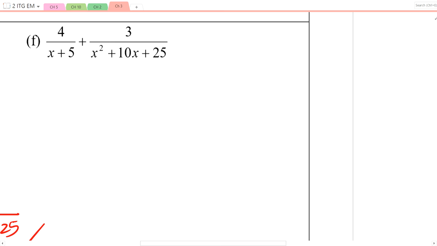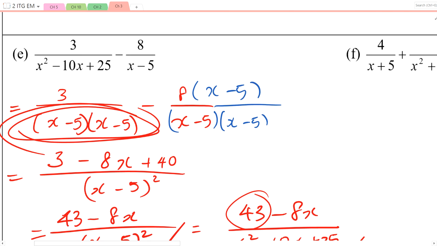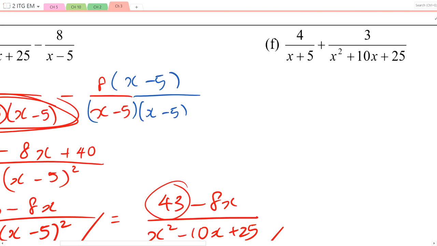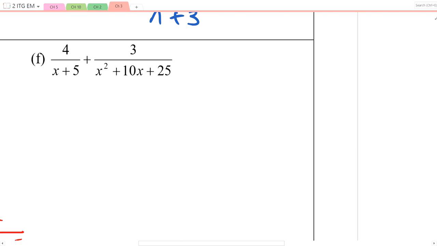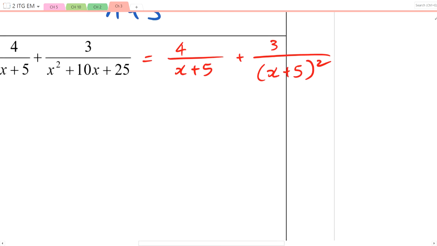Okay, part F. Okay, let's look at the same. X squared plus 10x plus 25. Okay, let's rewrite that. Agree? Factorize it yourself.